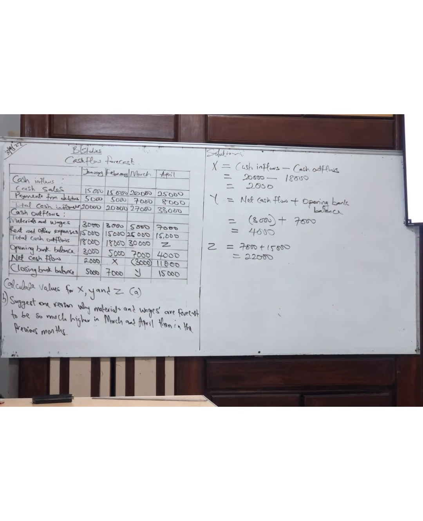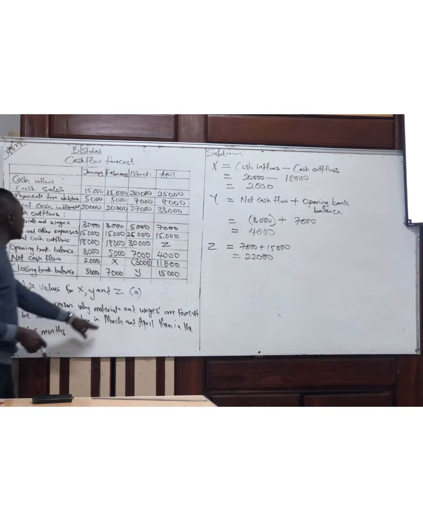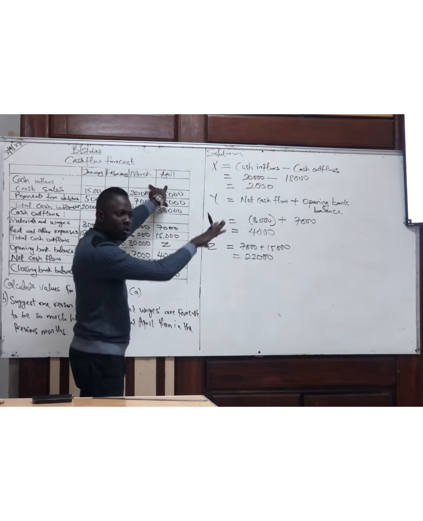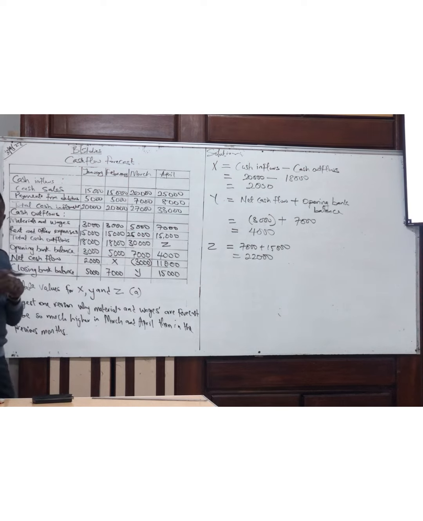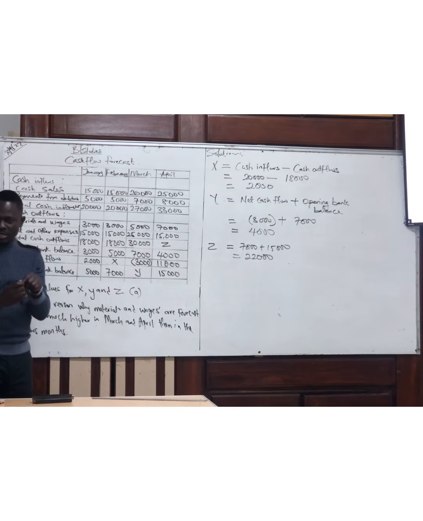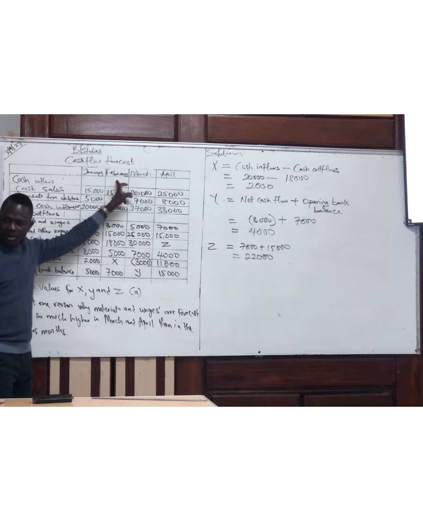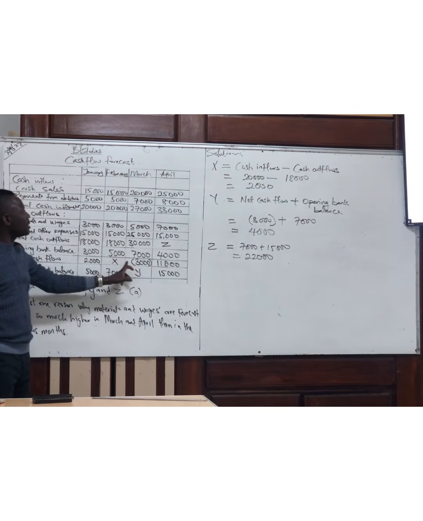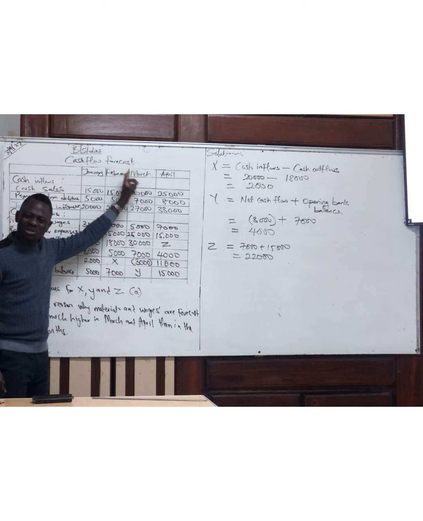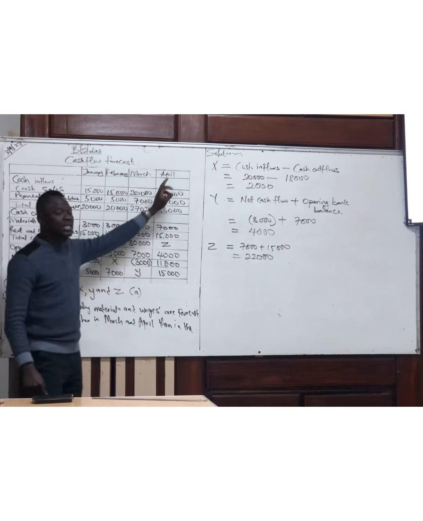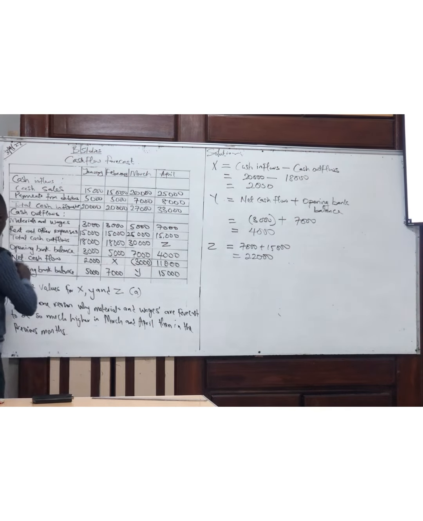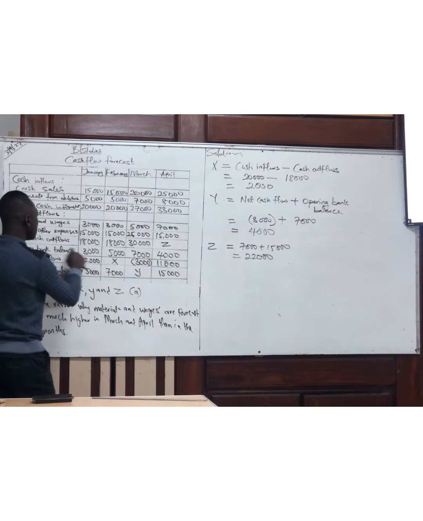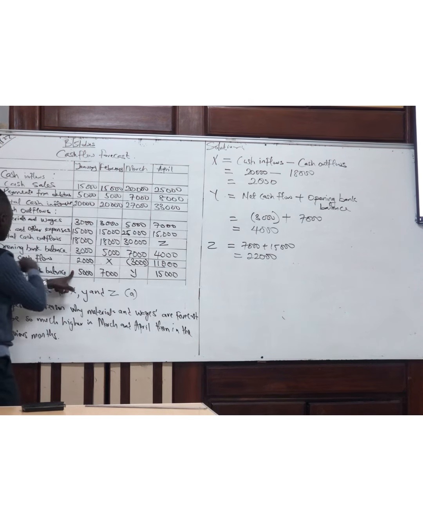So the second question says, suggest one reason why materials and wages are forecast to be so much higher in March and April. So before we go into that, let's check. I told you the closing bank balance for January will be the opening bank balance for February. The closing bank balance for February will be the opening bank balance for March. The closing bank balance for March will be the opening bank balance for April. So let's check. The closing bank balance for January is 5,000.